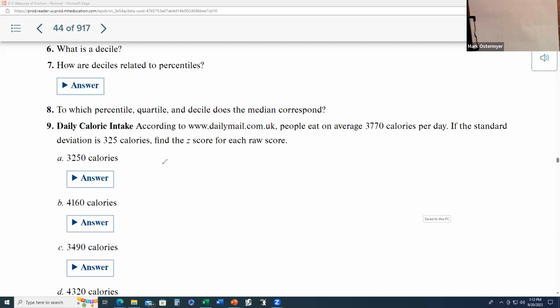Well, to compute the z-score of 3,250, I like to represent it this way symbolically. Put z and put a little subscript of 3,250. This means we're computing a z-score for this data value that has a value of 3,250. To do this, we take the data value, which is 3,250. We subtract off the mean of the data set, and the mean, they tell us, is 3,770 calories. And then we divide this by the standard deviation of the data set, which is 325. So go ahead, get on your calculator and tell me what the z-score is for the observation 3,250 calories.